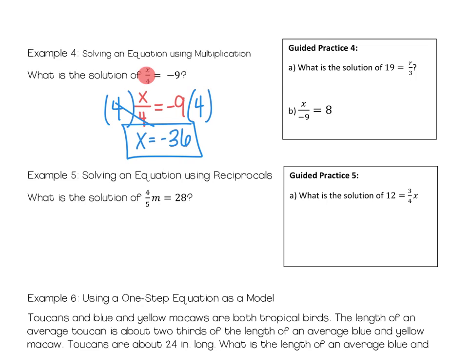Guided practice number 4A, I'm going to do with you. I'm dividing by 3, so the opposite of that is multiply both sides by 3. 19 times 3 is going to be 57, and that's your final answer. I want you to do B, so pause it, and I'll give you the answer in just a second. Alright, multiply both sides by negative 9. That's going to cancel on the left, and you get x equals negative 72.